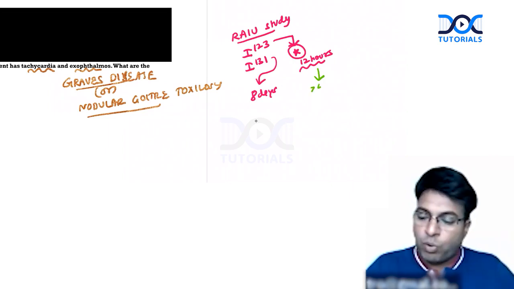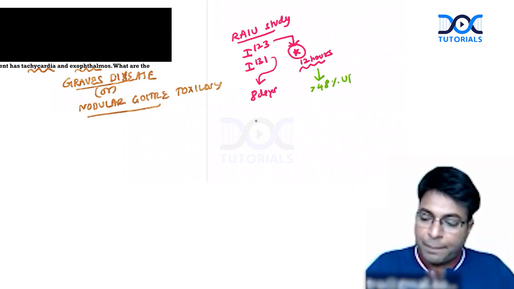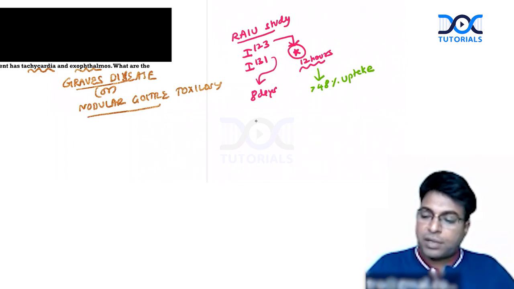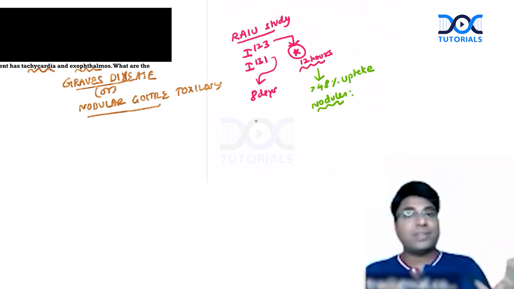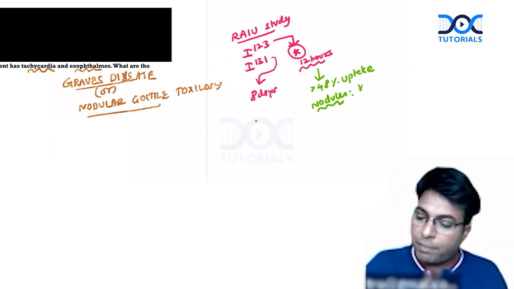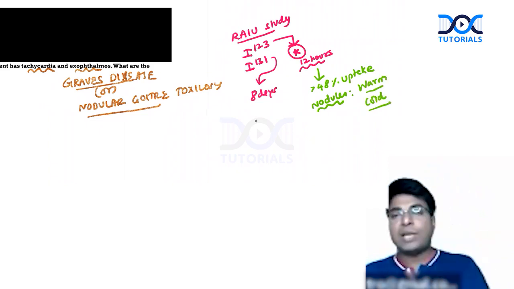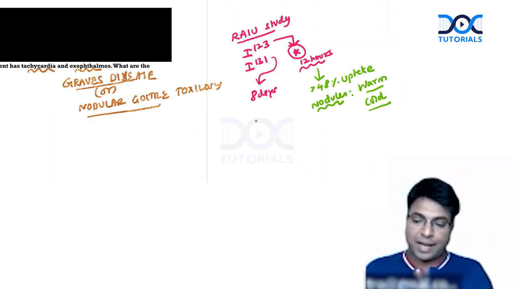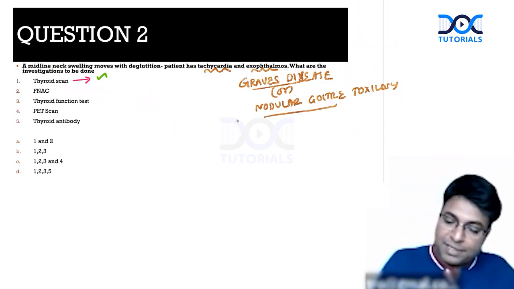So there will be more than 48% uptake. And if there are some nodules, that is the main reason we are doing this, because this question is not mentioning whether there is any nodule or not. So if there is a nodule, we can pick up whether it is a warm nodule or a cold nodule. Warm or cold nodule can be picked up with the help of radioactive iodine uptake study and thyroid scan. So we can accept thyroid scan can be done.